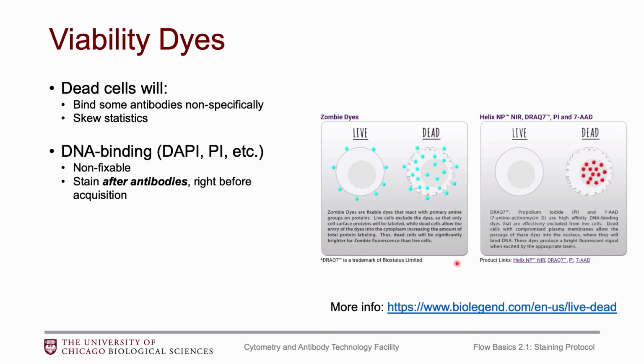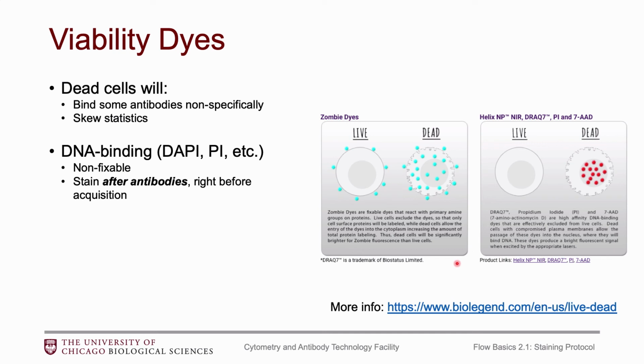But those dyes you would want to stain after you've completed the protocol. So after you stain your antibodies, resuspend your cells, you're ready to go, you're about to leave your lab and walk over to the flow core, you would add your DAPI or PI to the tube, and then you're ready to run in the instrument.